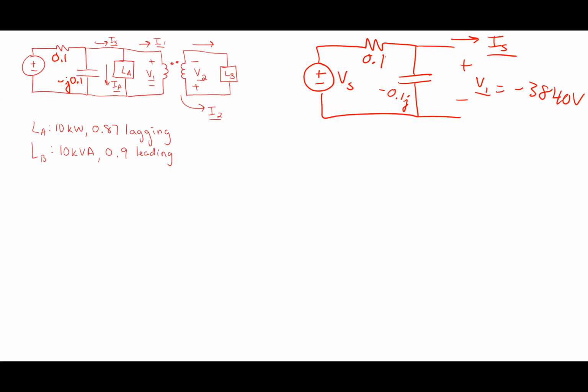How would I approach this if I wanted to figure out V sub S? How would you approach it? I'd make a Thevenin equivalent. So what's the Thevenin equivalent looking into these terminals right here? What's Z Thevenin?